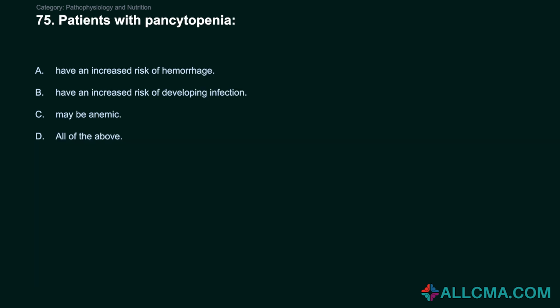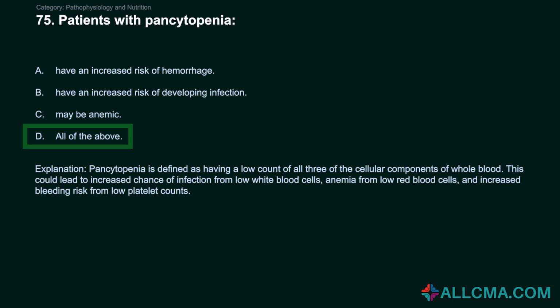75. Patients with pancytopenia. A. Have an increased risk of hemorrhage. B. Have an increased risk of developing infection. C. May be anemic. D. All of the above. Correct answer, D. All of the above. Pancytopenia is defined as having a low count of all three of the cellular components of whole blood. This could lead to increased chance of infection from low white blood cells, anemia from low red blood cells, and increased bleeding risk from low platelet counts.